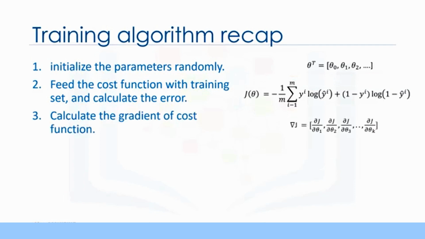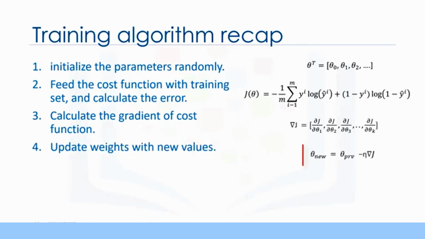Step 3. We calculate the gradient of the cost function, keeping in mind that we have to use a partial derivative. So, to calculate the gradient vector, we need all the training data to feed the equation for each parameter. Of course, this is an expensive part of the algorithm, but there are some solutions for this. Step 4. We update the weights with new parameter values.